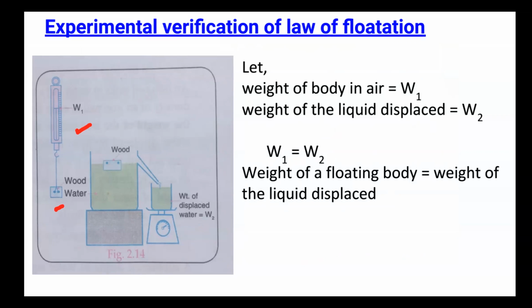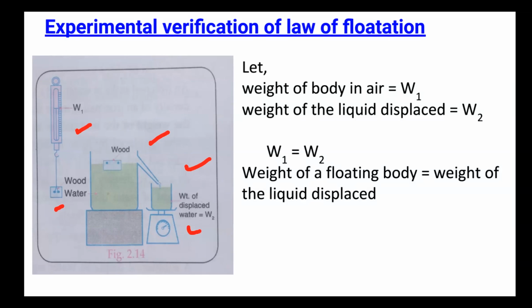So for verifying this principle, we must take a body which originally or naturally floats on the liquid, and this time we are taking water as a liquid. For this also we are taking Eureka can. This vessel is called Eureka can, and this is beaker. We take an empty beaker, which is placed on top pan balance, right?